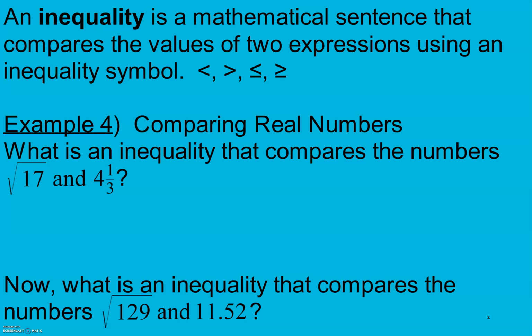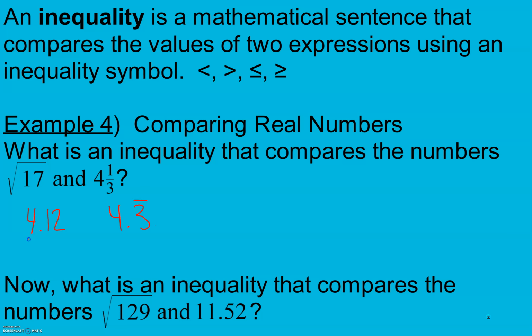Here it's going to be helpful to get them into a comparable form. So rather than having a square root and a mixed number, I'm going to switch them both to decimals. The square root of 17 is approximately 4.12. 4 1/3 is 4.3 repeating. And to figure that out, we take 1 divided by 3.